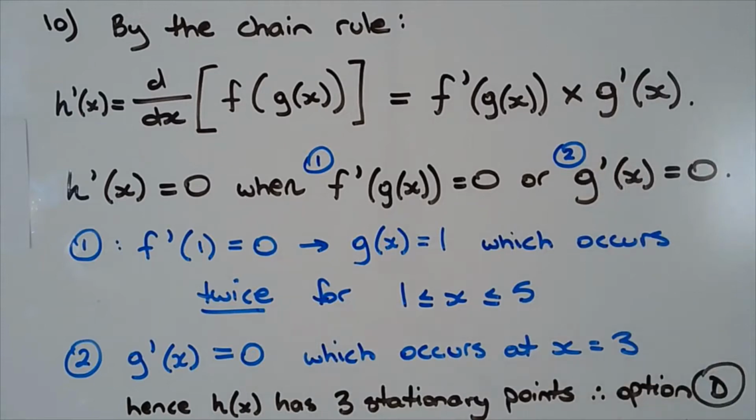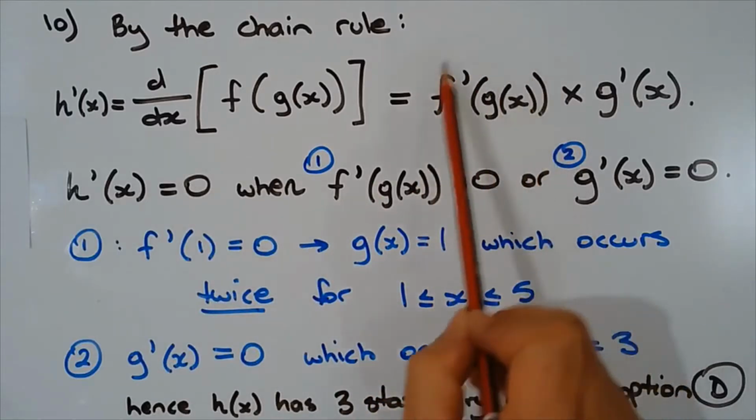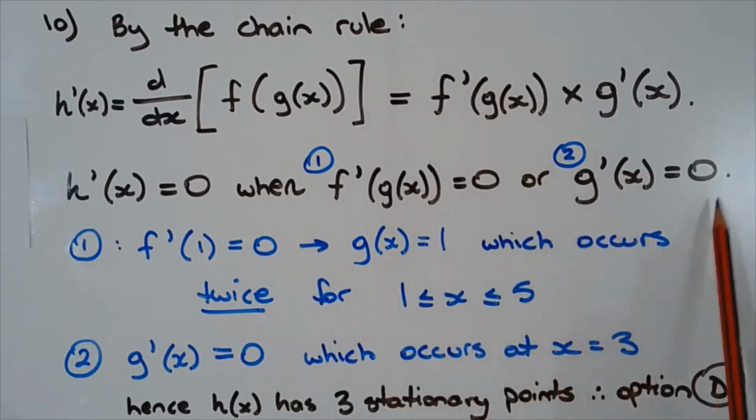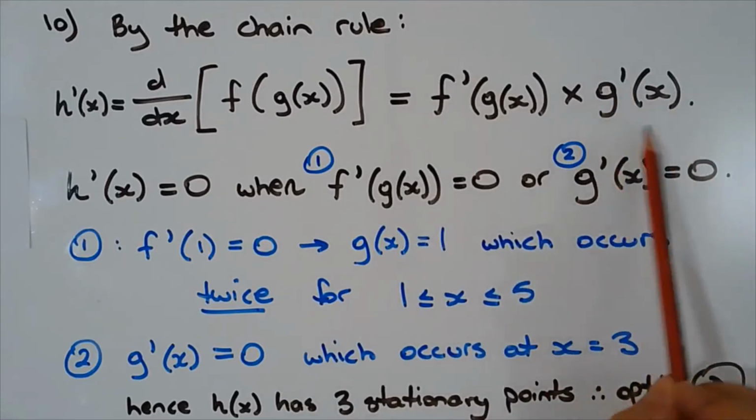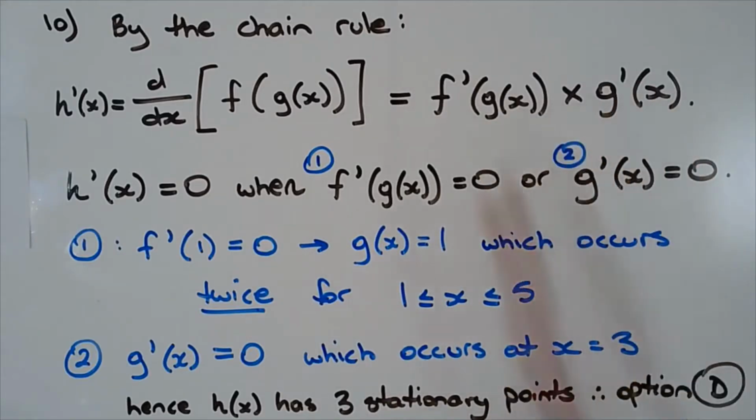Now to find the stationary points, we let h dash of x equal 0. And that occurs when either f dash of g of x equals 0, so that term of the product, or g dash of x equals 0, this term of the product. So either one of those two has to equal 0. So we'll consider both cases, case 1 and case 2.